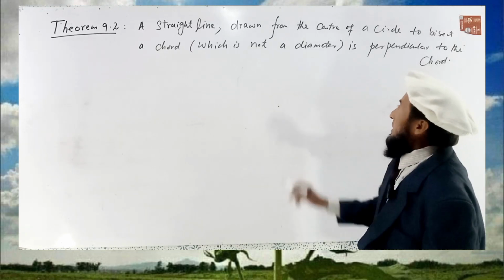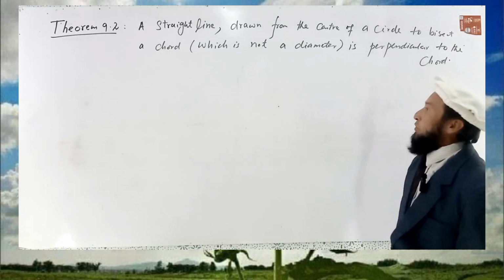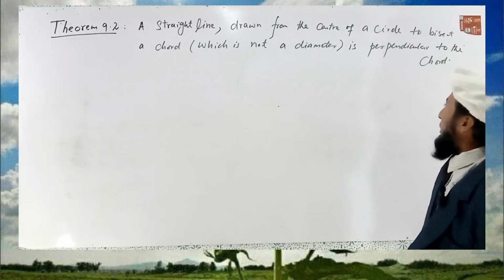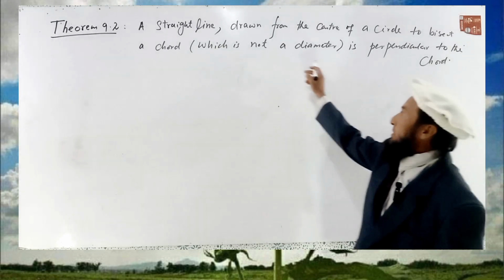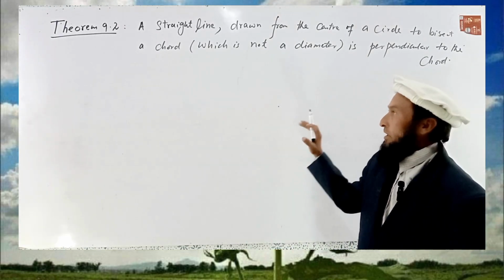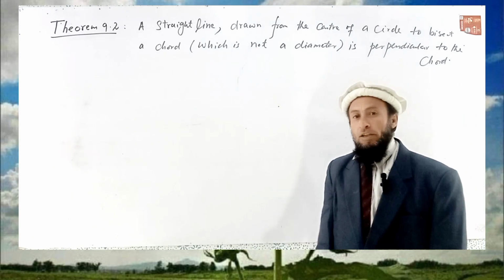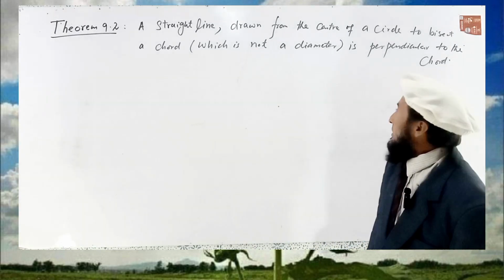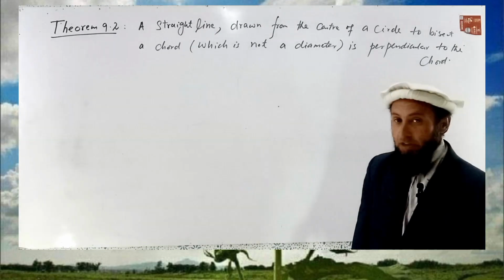A straight line drawn from the center of the circle to bisect a chord which is not a diameter is perpendicular. Which is not a diameter means that the chord does not pass through the center of the circle. So it is called not a diameter.